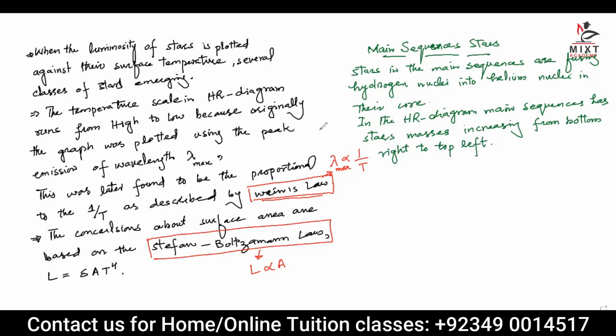Is this sentence correct? The main sequence star, which is the curve on the graph. Yes, sir, so it is correct. Basically, when the stars are increasing or decreasing their mass, that will take a lot of time. Okay, have you noted that?